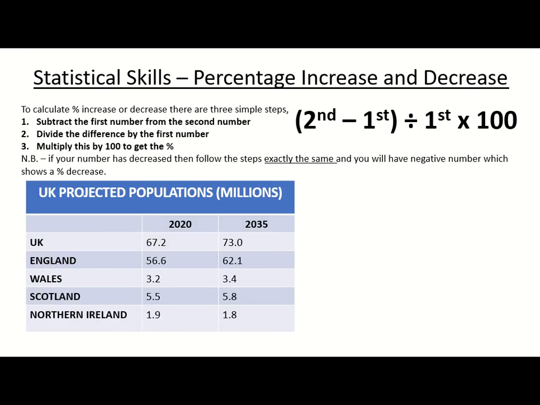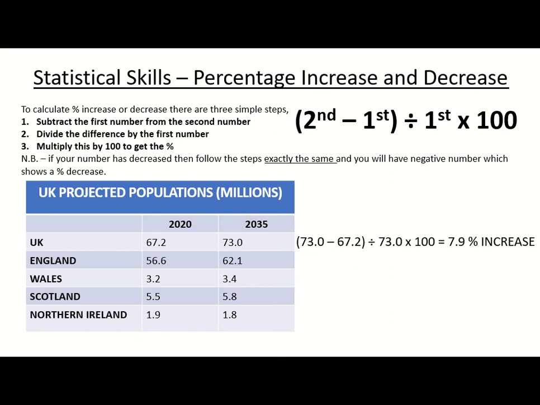Here's an example. You've got populations projected in the UK, and if I was to follow those steps 1, 2, and 3, what numbers would I come up with? You can see that all of these go up except Northern Ireland, so you should see a percentage decrease for Northern Ireland. But try this technique and see what you get. Okay, I'm gonna stop talking. You pause the screen, and then I'm going to reveal the answers. When you're ready, unpause the screen, please.